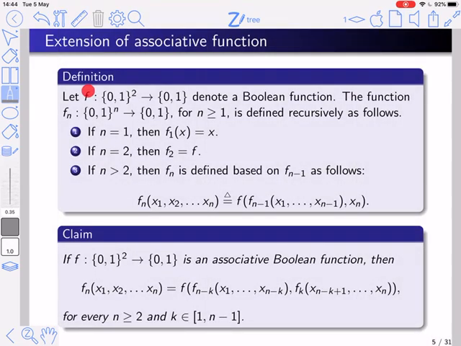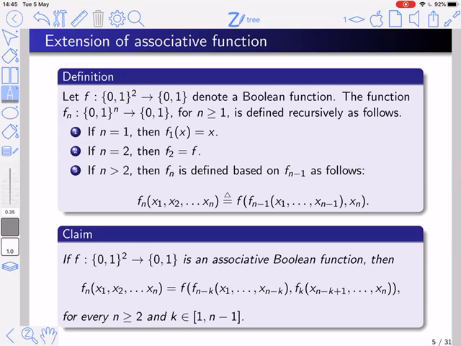Okay, so given a function f, which is a binary Boolean function, we can define fn for a domain of n bits as follows. If n equals 1, then f1 of x is simply x. If n equals 2, then f2 is simply f. If n is greater than 2, then fn is defined recursively based on fn minus 1 as follows. If you want to evaluate fn on n bits, you first evaluate fn minus 1 on n minus 1 bits, and the result you apply together with xn the function f, which has a domain of 2 bits.